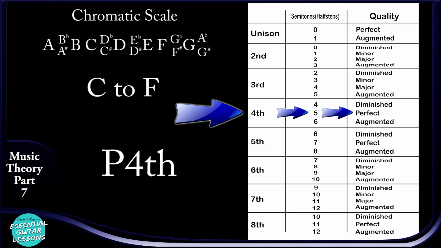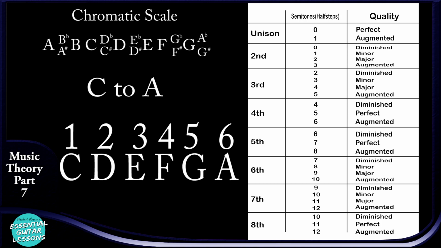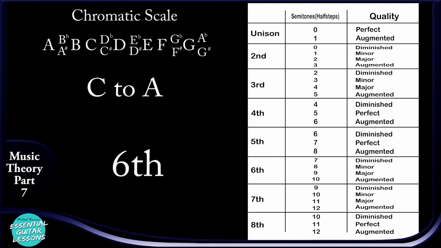Let's do another one. Let's do C to A. So again, I do my count. C, D, E, F, G, A, so it's a sixth. So now I go to the sixth on my chart and I'm only using the sixth there, and then I count my semitones from C to A.